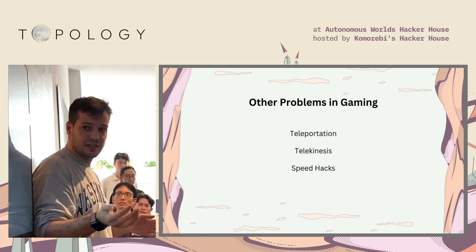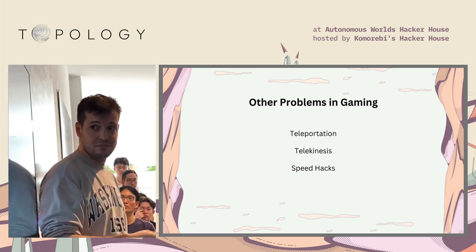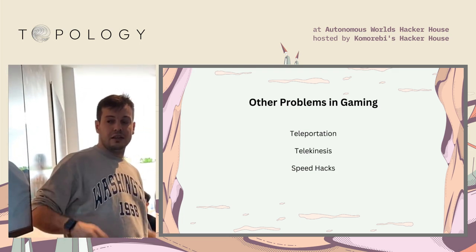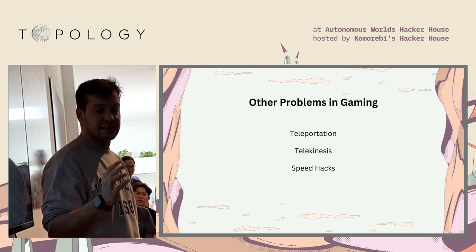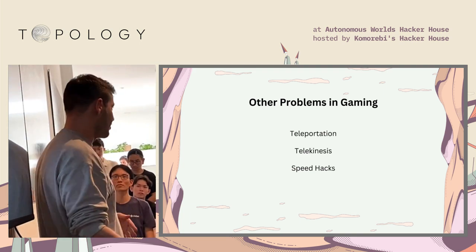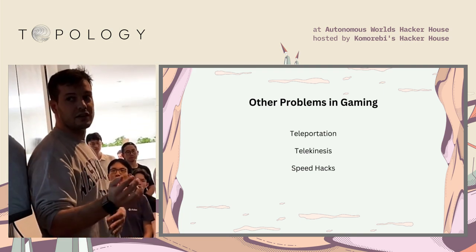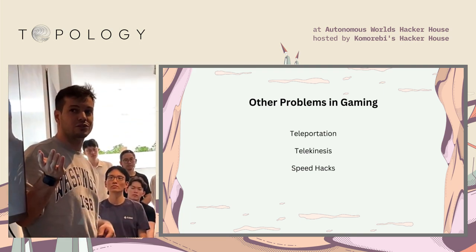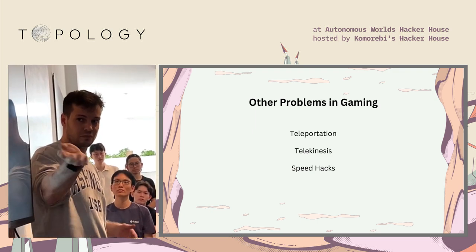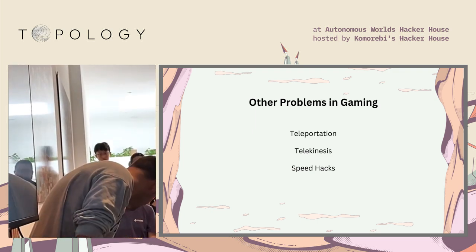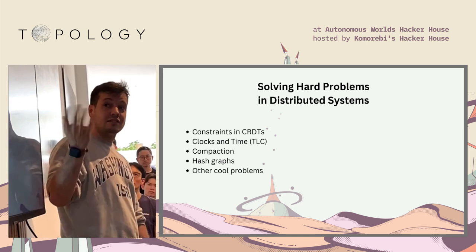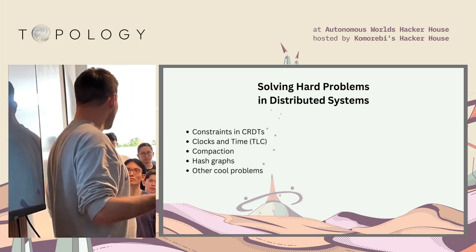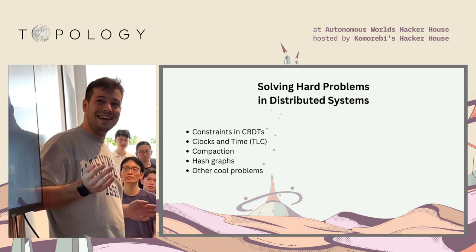You also have SpeedX, but that's a problem in most games, always. And the thing about teleportation, telekinesis, and all that is that we need to have invariants within the objects, and we need to find those in order to solve those kinds of problems. And that's actually what we are doing at Topology. We are solving lots of problems in distributed systems.